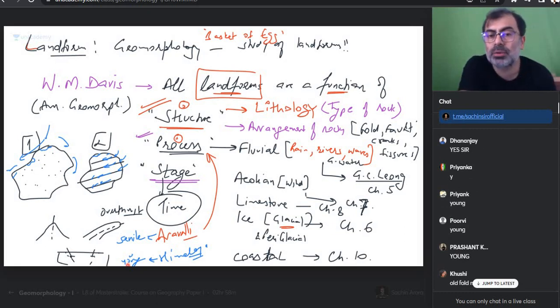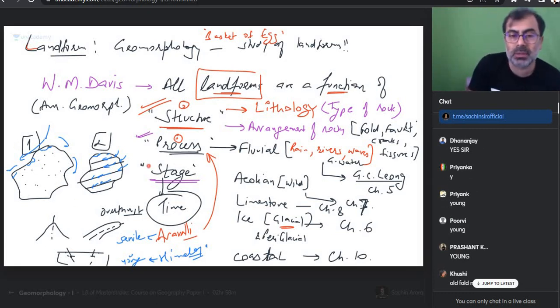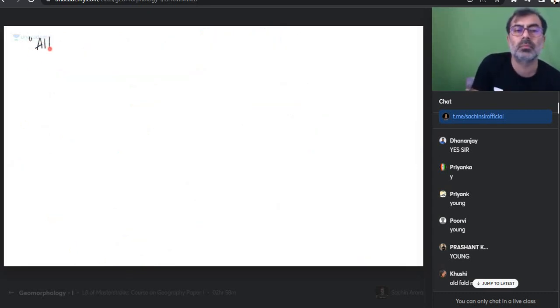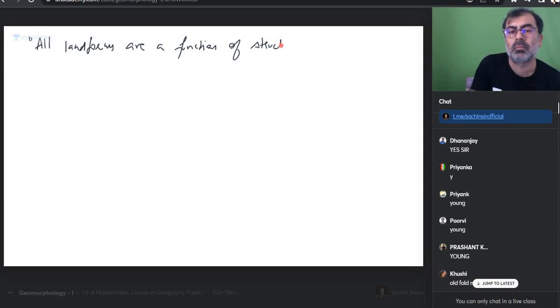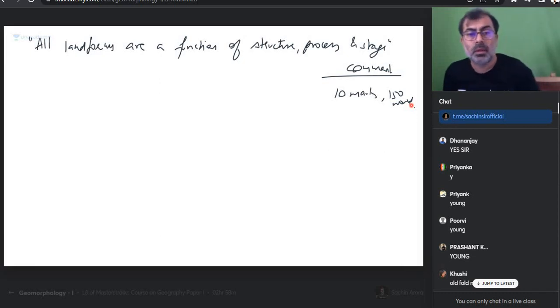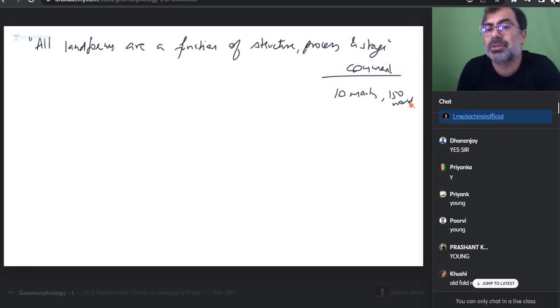This is called the Davisian trio of Davis, that all landforms that you and I see are a result of three things. What are the three things? Structure, process, and stage. Possible question: all landforms are a function of structure, process and stage.